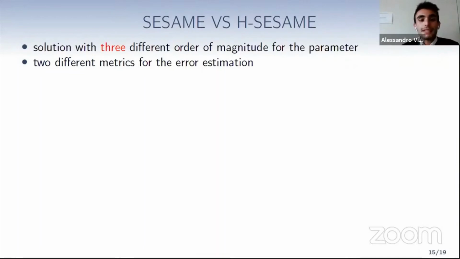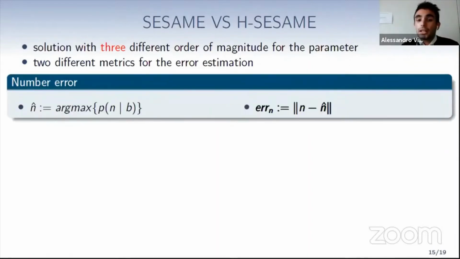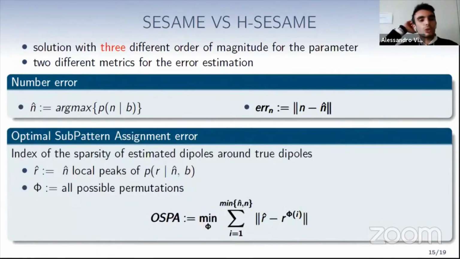And we set 2 different metrics for the error. The first one is the error estimation on the number, so the difference between the number of estimated dipoles and the true one. And then the so-called optimal subpattern assignment metric, that is the OSPA. The OSPA error is the minimum distance between the estimated locations of dipoles and all possible configurations of the true one. So we get all the possible configurations of the true one instead of the estimated one, and then we get the minimum distance.